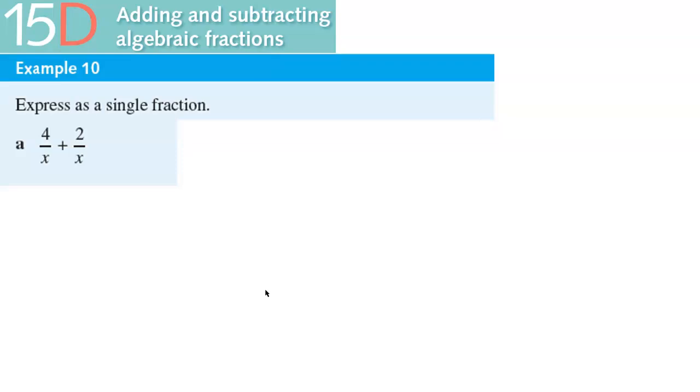We can also add fractions that have the pronumerals in the denominator using the same method as we have done so far. So to add fractions, we need to have a common denominator. For this question, we do have a common denominator. So all we need to do is add the numerators together and the denominator stays the same.